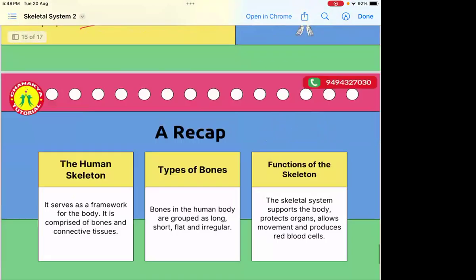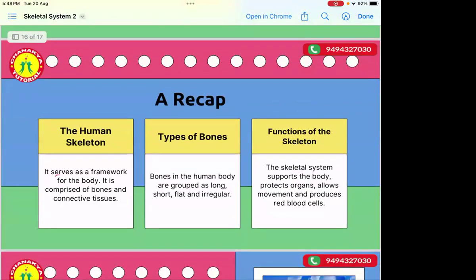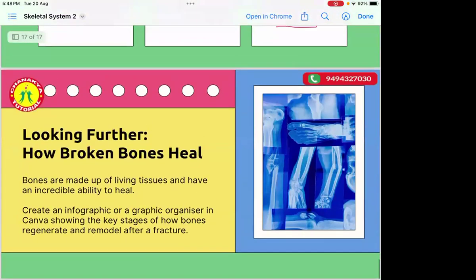A small recap. The human skeleton serves as a framework for the body. It is comprised of the bones and connective tissues. Types of bones: they are long, short, flat and irregular. The functions: it supports the body, it protects organs, it allows movement and it produces the red blood cells and the white blood cells.